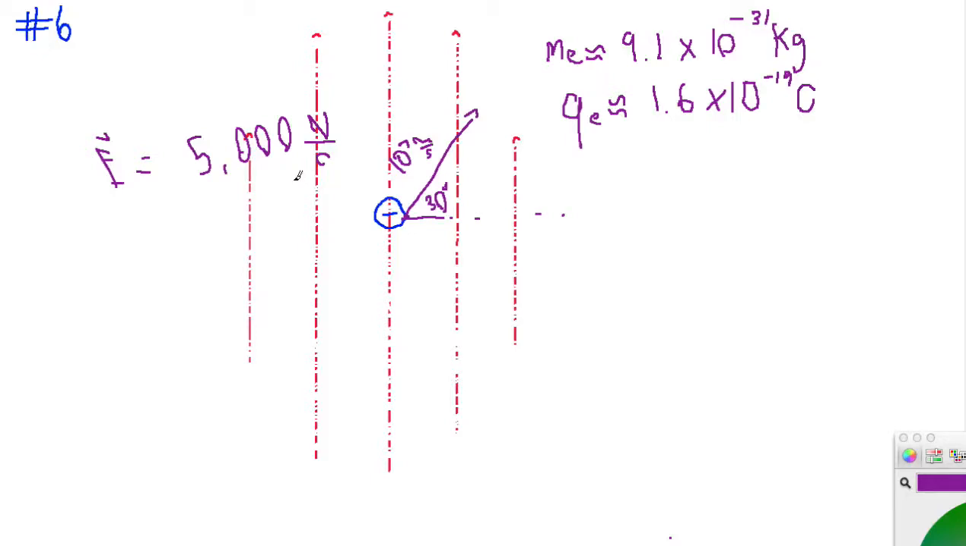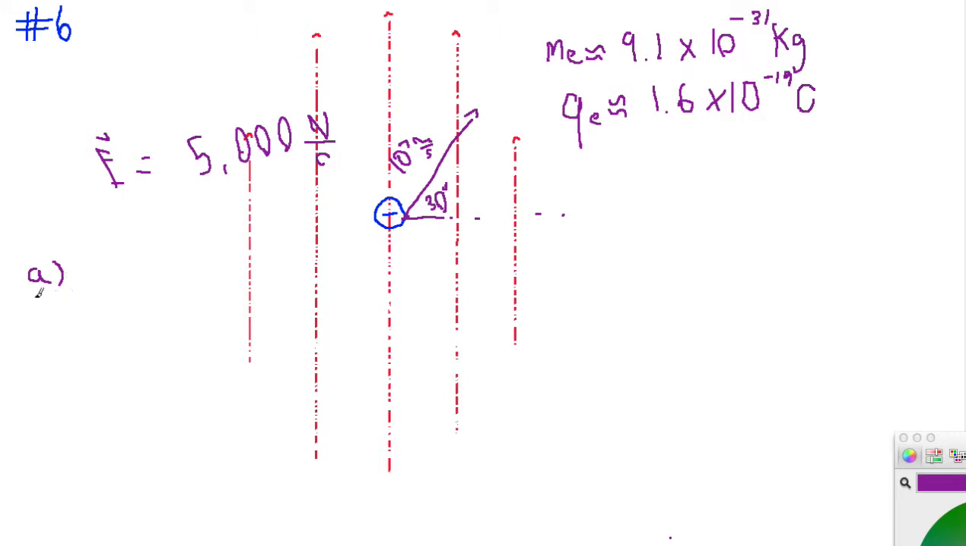Okay, so what we have here is number 6 from the McGehee text, and we have a situation in which we have a uniform electric field of 5,000 newtons per coulomb, and we're placing an electron right in the midst of it with an initial velocity of magnitude 10 meters per second going upwards 30 degrees from the horizontal. And for part A, it's asking what is the magnitude and direction of the acceleration of the electron while it is moving through the electric field.